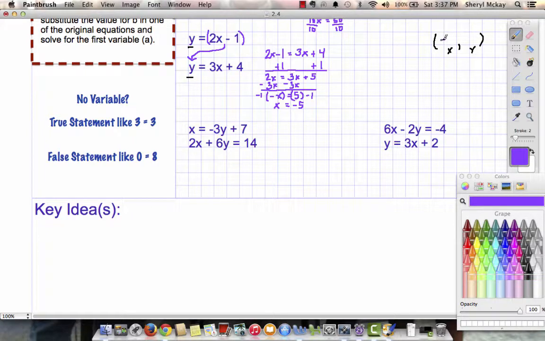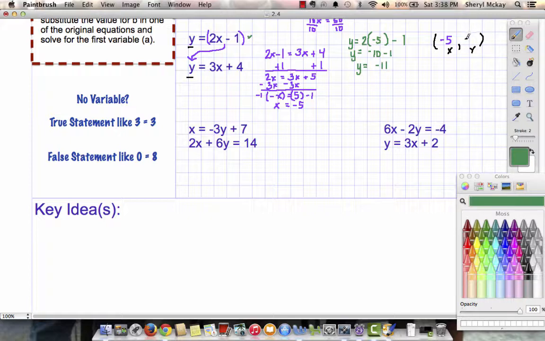X equals negative 5. Now that I know what x is, I can go back and figure out what y is. And that means I can just pick one of these two equations. I'm going to pick this first one just because it looks easier. Y equals 2x minus 1. And I'm going to write it right here. Y equals 2 times x, which I now know is negative 5, minus 1. So that means y equals 2 times negative 5 is negative 10, minus 1. So y must equal negative 11.